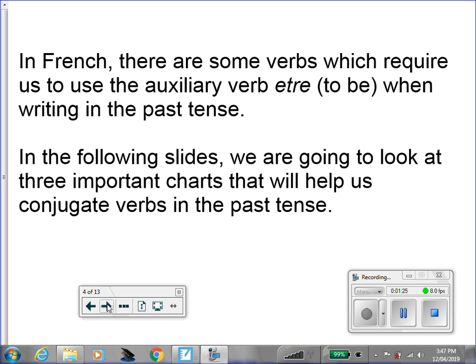In French, there are some verbs which require us to use the auxiliary verb être, to be, when writing in the past tense. In the following 3 slides, we are going to look at 3 important charts that will help us conjugate verbs in the past tense. And I will give you a handout which has all 3 charts filled in, which you can use for your reference when working on activities in class or at home.